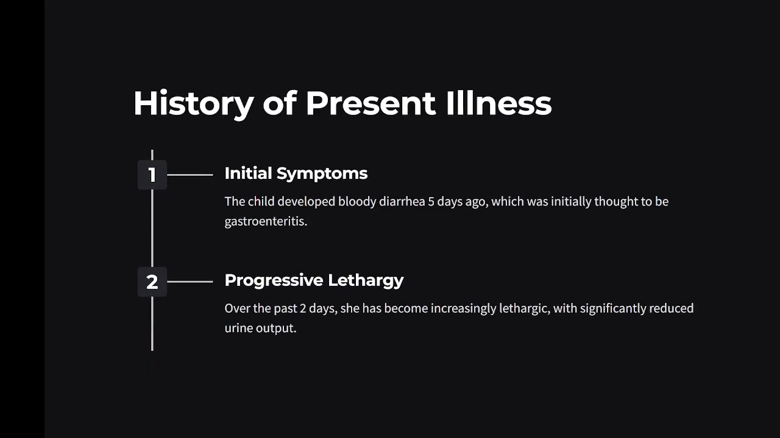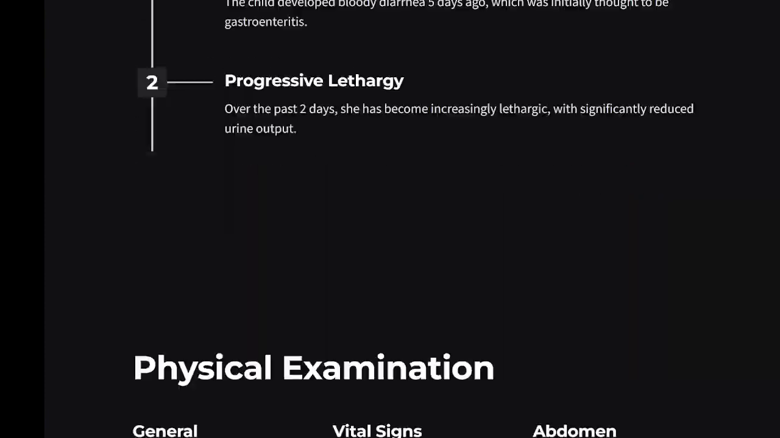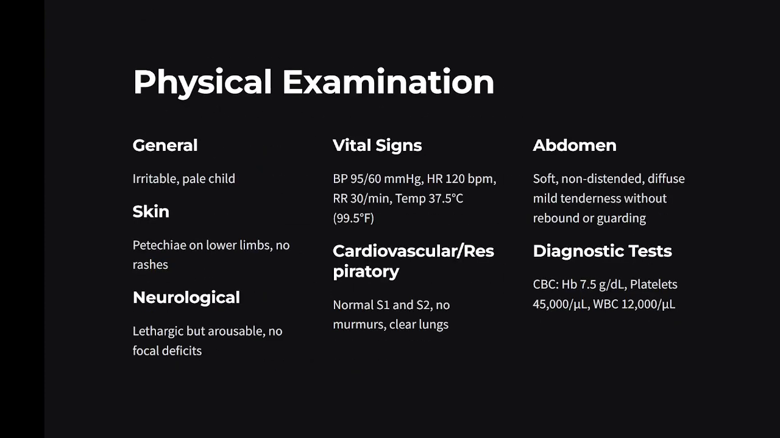History of present illness: the child developed bloody diarrhea 5 days ago, which was initially thought to be gastroenteritis. Over the past 2 days, she has become increasingly lethargic with significantly reduced urine output. The parents deny any recent use of antibiotics. Medical history: unremarkable, fully vaccinated for age. Family history: non-contributory. Social history: recently attended a birthday party where undercooked hamburgers were served.